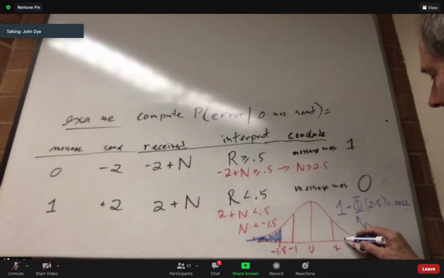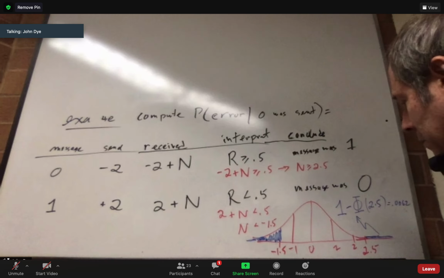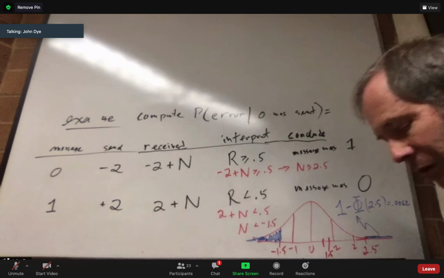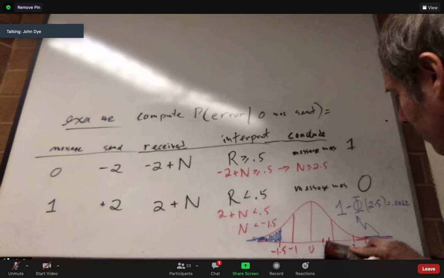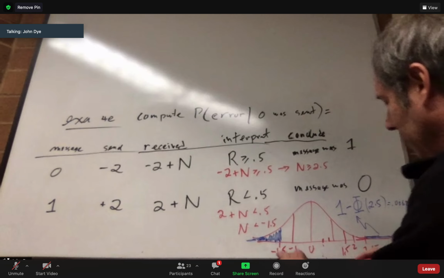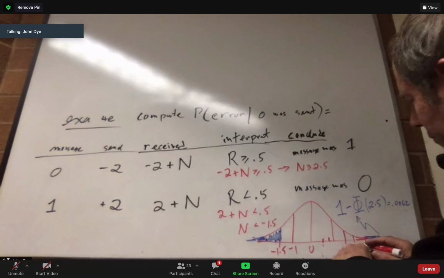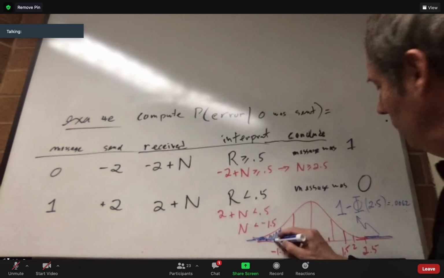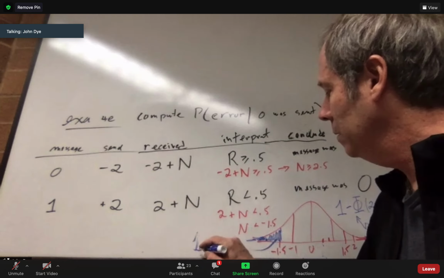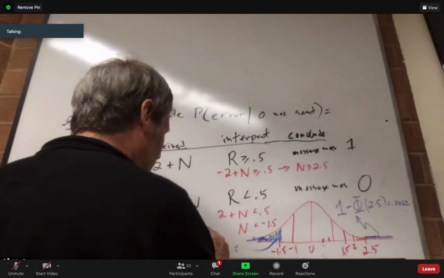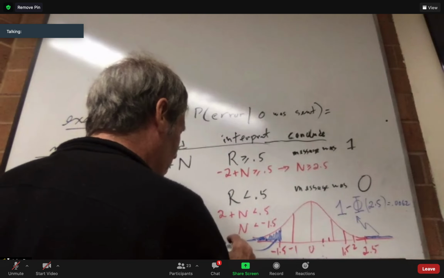So you go 1 minus phi of 1.5. Okay, so I want less than, so I'll take 1 minus phi of 1.5, which will give me the tail on this side. And that should give me this tail.